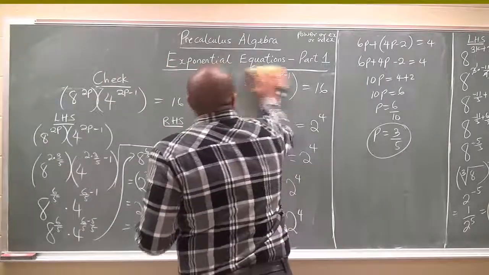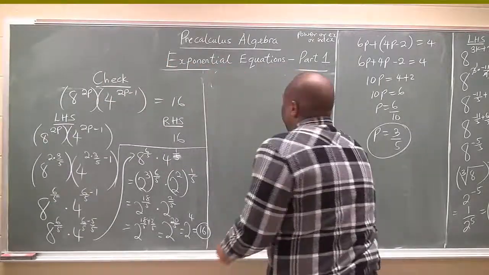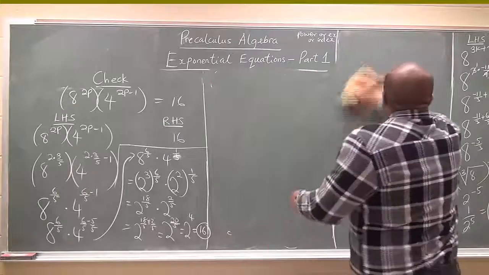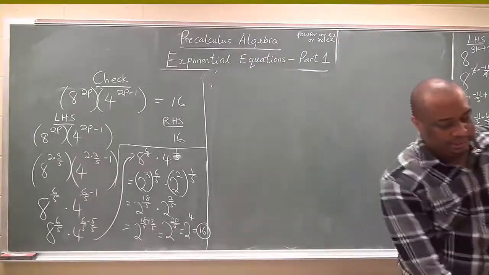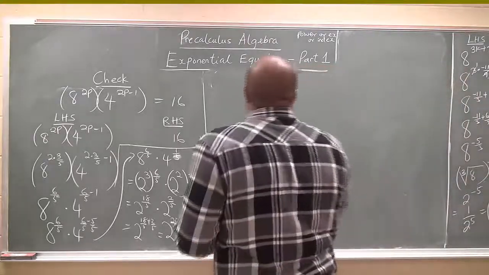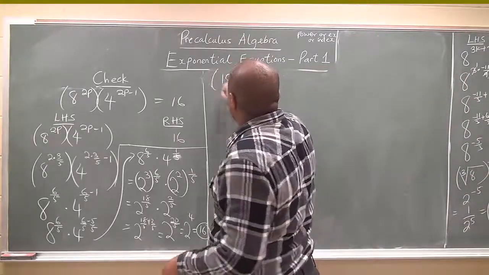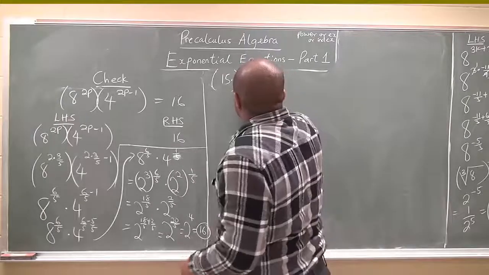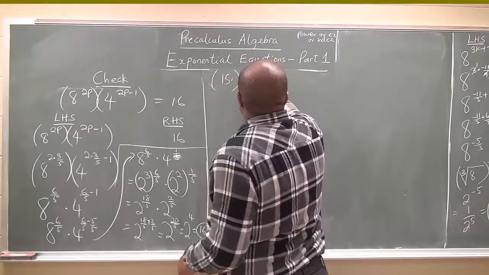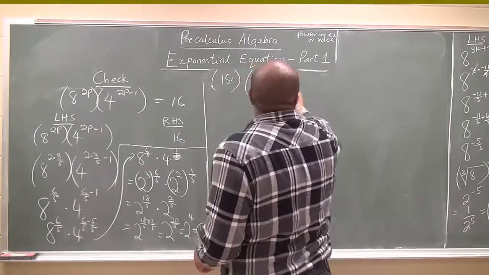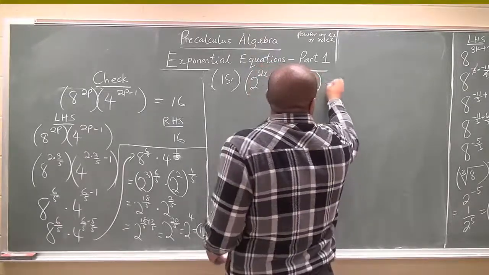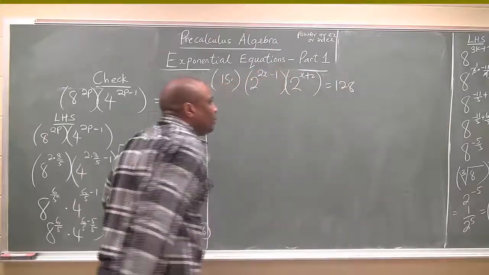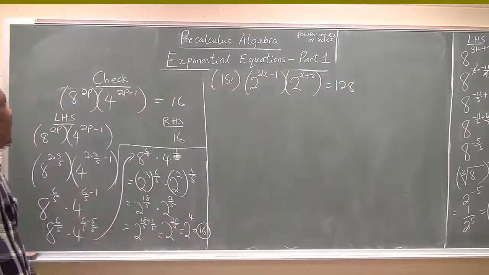Alright. Then the last but not the least, question 15: 2 exponent 2x minus 1 times 2 exponent x plus 2 equal to 128. Right?